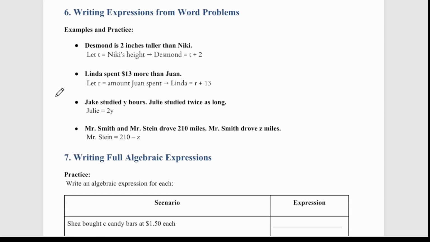Oftentimes you are interested in doing this in the context of a word problem. So if, for example, in a word problem, they might be a little bit more practical, and they'll say something like, Desmond is 2 inches taller than Nikki. So if you're translating such a thing, you're going to have to indicate who you want to make a variable and who you want to make an expression in terms of that variable. And I think it's sometimes helpful to go ahead and assign actual values. So if, for example, Nikki were 60 inches, that would mean that Desmond, since he's 2 inches taller, would be 62.